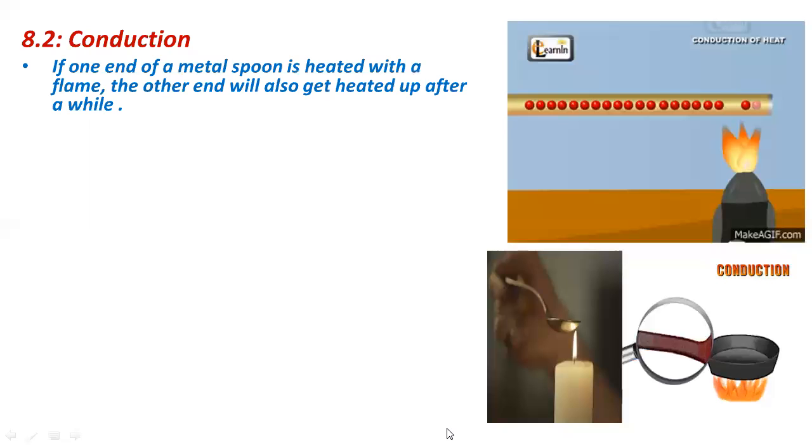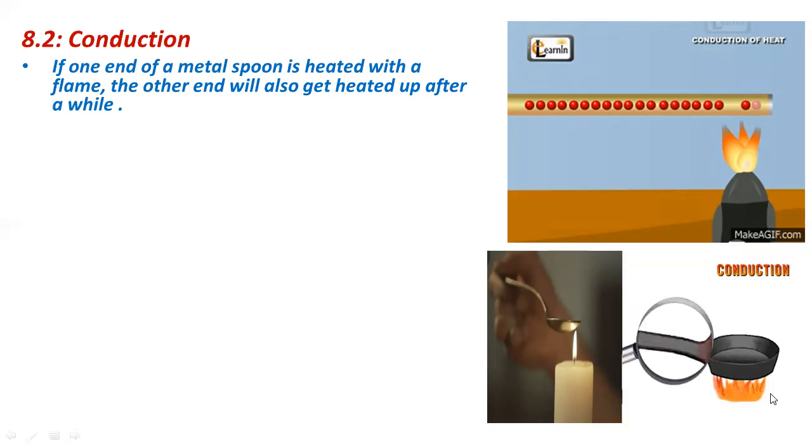Conduction: if one end of a metal spoon is heated with a flame, the other end will also get heated up after a while. If you heat one end of the spoon, what will happen? The heat will transfer to the handle also, and after some time, the handle will also get warm.